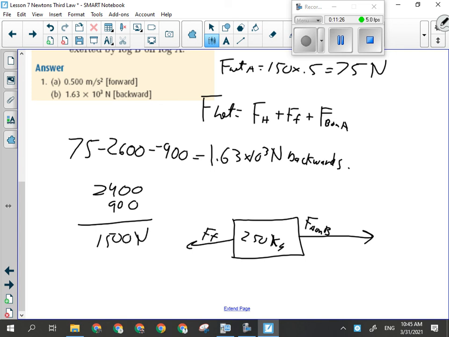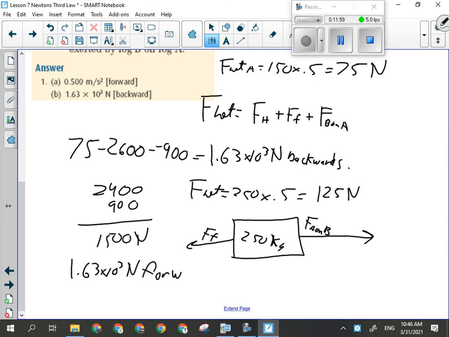Those are the only two forces acting on log B. There were 3 forces acting on log A, only 2 acting on log B. So I would calculate the net force, right? 250 times 0.5. So we got 125 newtons of total net force on log B. And then we would subtract the force of friction, which we know is 1,500 newtons, which again is going to give us that 1.63 times 10 to the 3 newtons, forward.